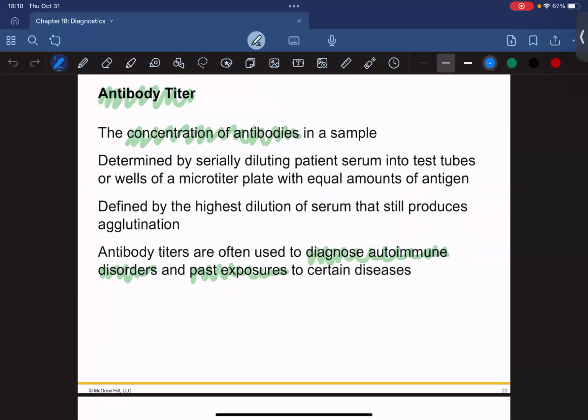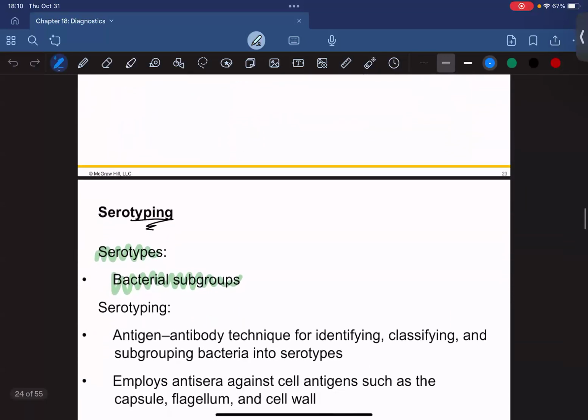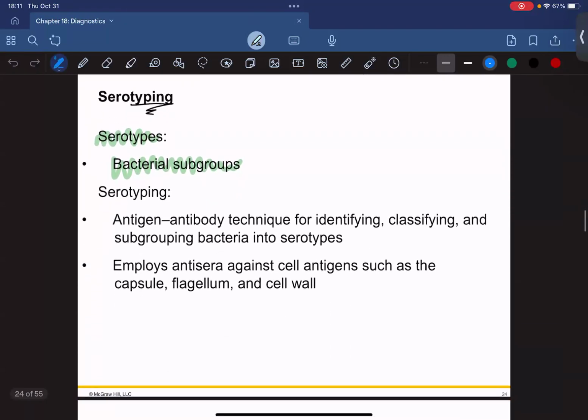Antibody titer. A titer is just a measure of the concentration of antibody in your blood. We can do this by a variety of methods, but you can actually get a titer from your ELISA test based on how dark your color change was. We can do this for diagnosing autoimmune disorders, seeing how many antibodies you have against self, as well as antibodies against past exposures or things that are latent or hiding in your body, like HIV.